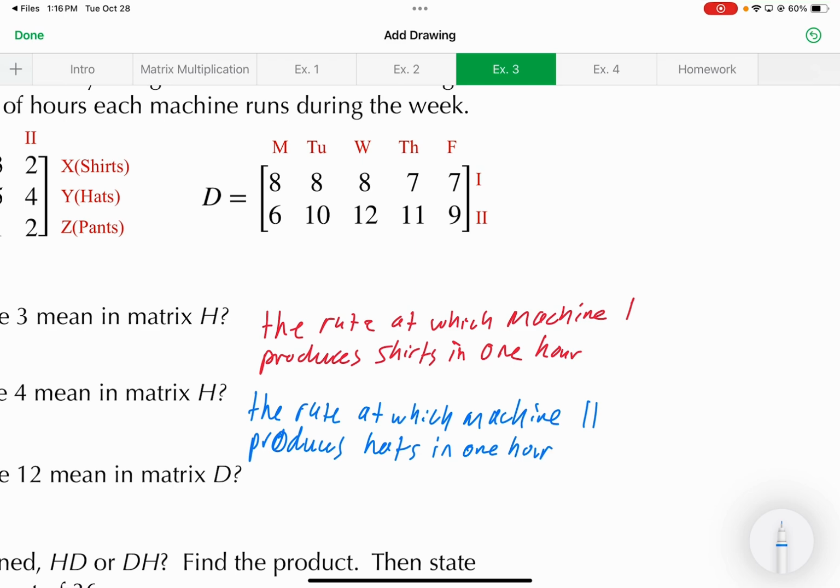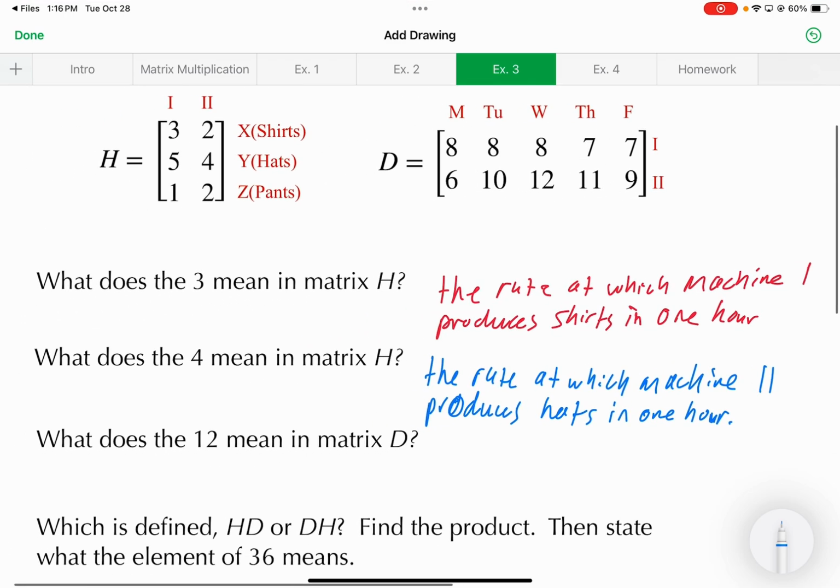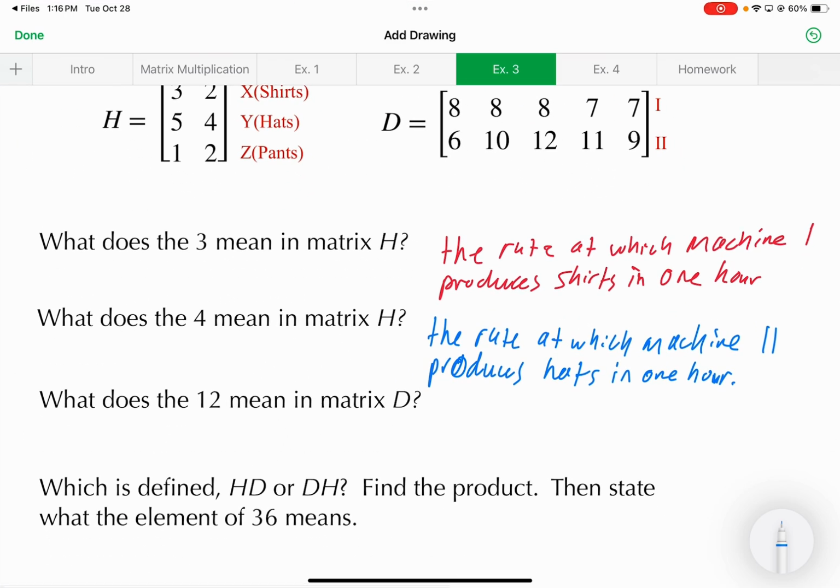Would you believe me if I told you I took attendance in every other class today? You guys are smart. I did, though. I didn't forget. Okay. All right.